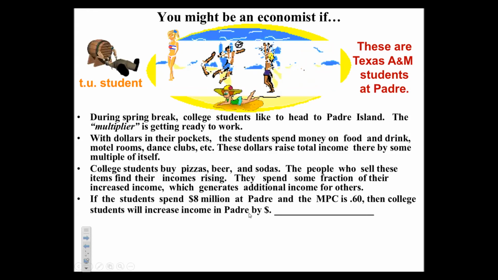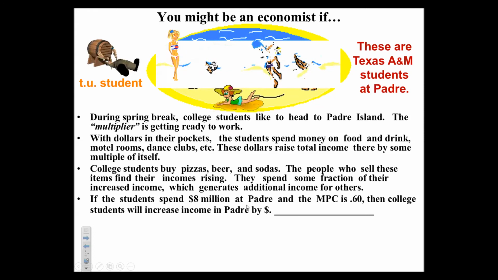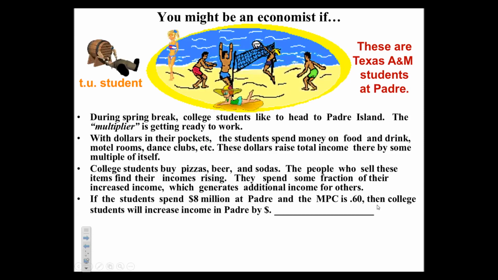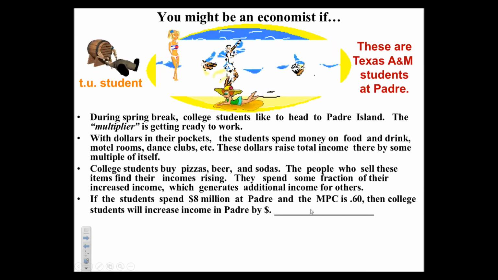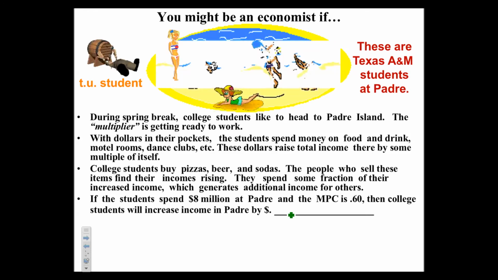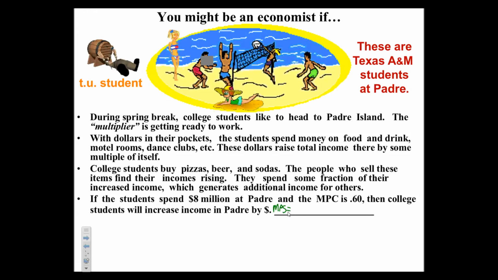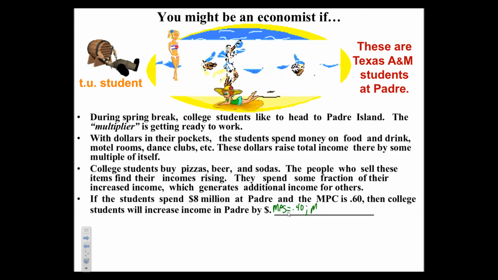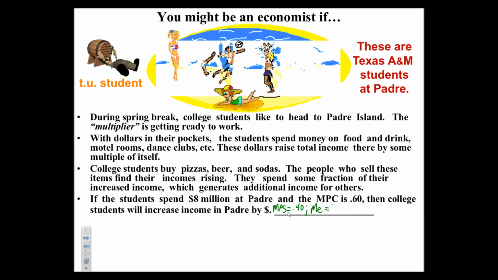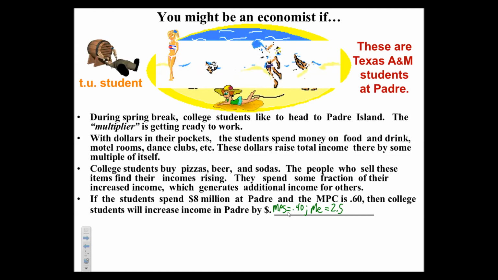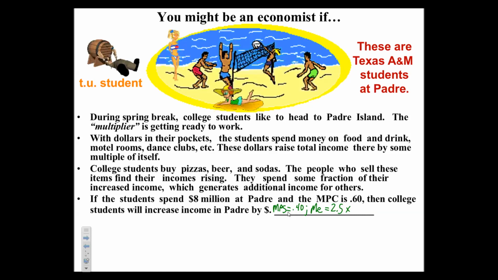So as an example, if these students spend $8 million at Padre, and the MPC is 0.6, then that means college students will increase income in Padre by how much? So how do we do this? Here's what we're going to do. So if MPC is 0.6, that means MPS equals 0.4. Okay? That's not our answer. Then that means the expenditure multiplier is 2.5. Okay? Now we're getting closer to our answer. To get our answer, we take 2.5 and we multiply it by the 8 million.